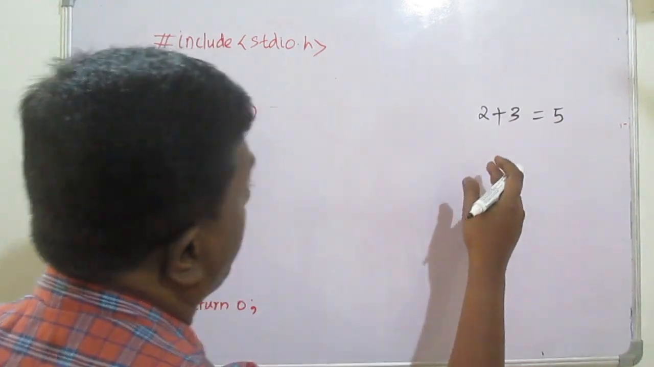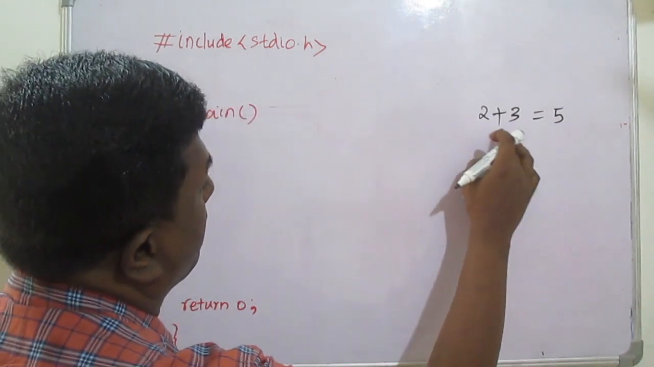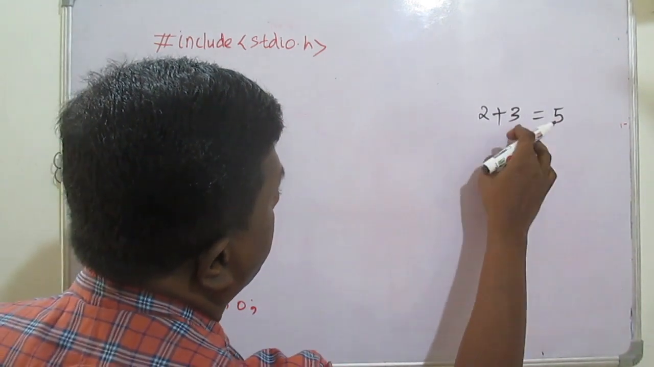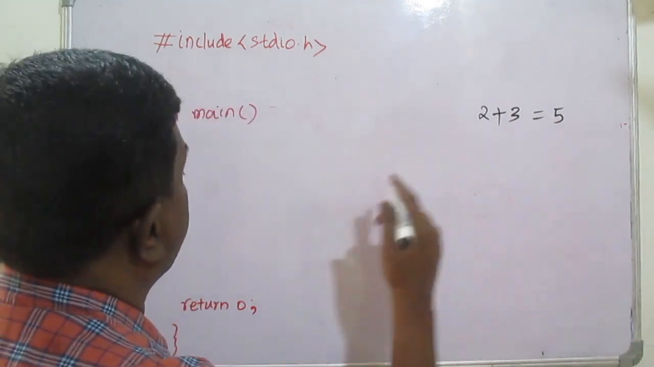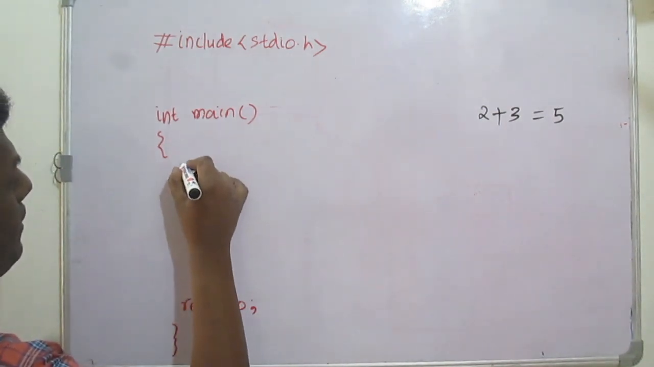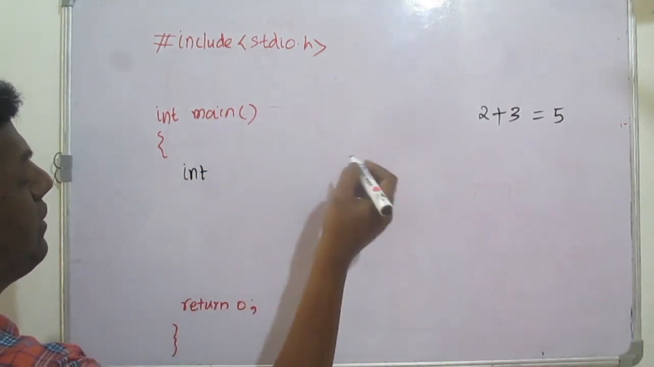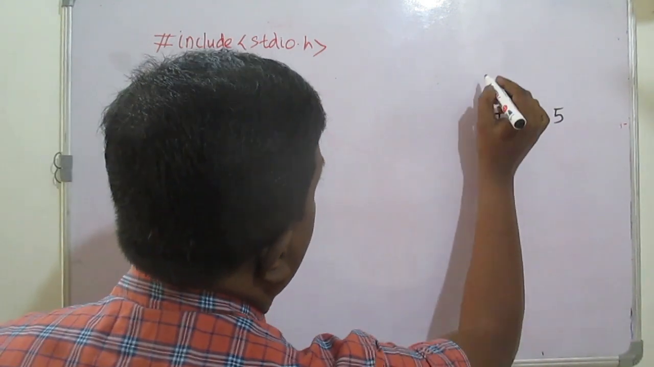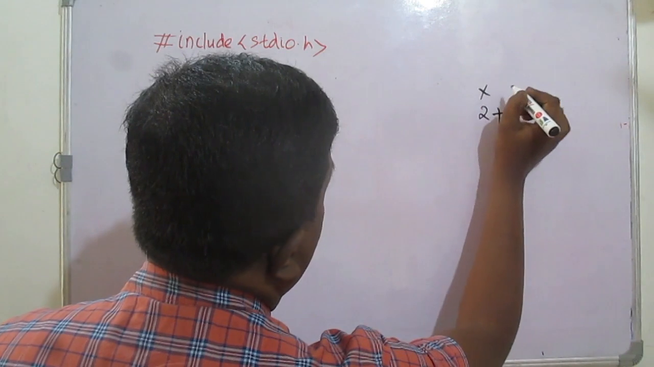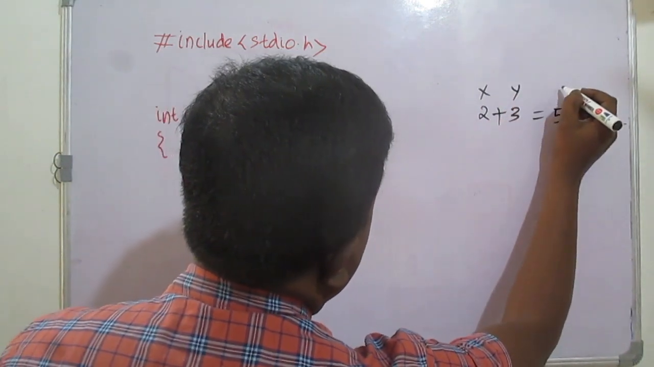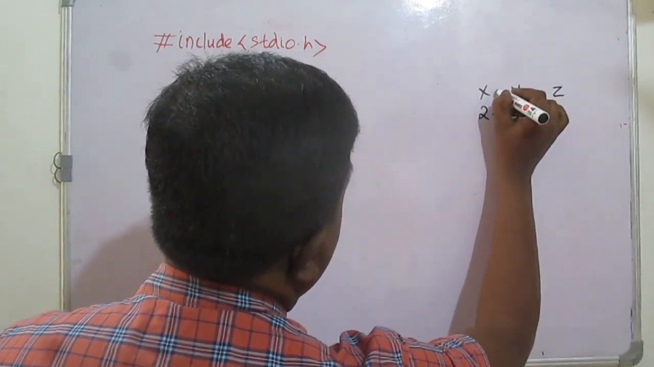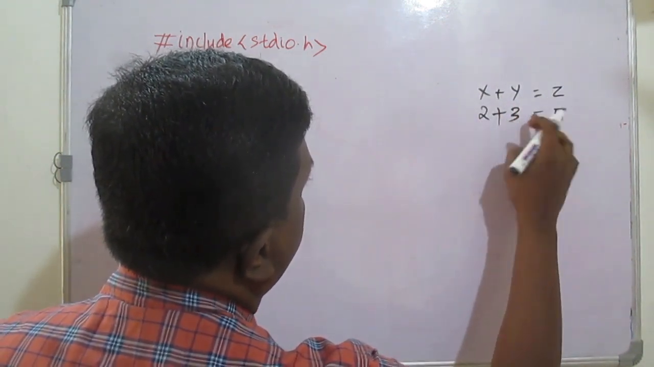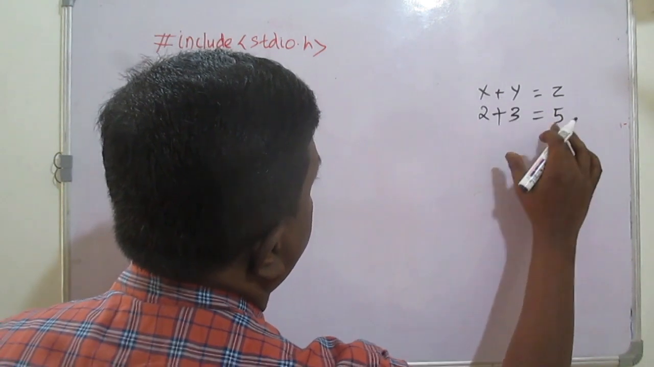If you have these two sections, a C program can be written and successfully executed. Now, these two are integers, and they should be declared first. We can say integer A and B, or we can give any names. Let us say X, Y and Z. X is equal to 2, Y is equal to 3, and by adding these two in Z, we get 5.